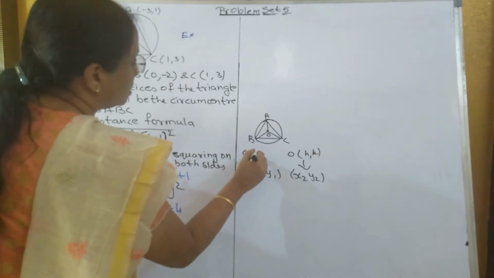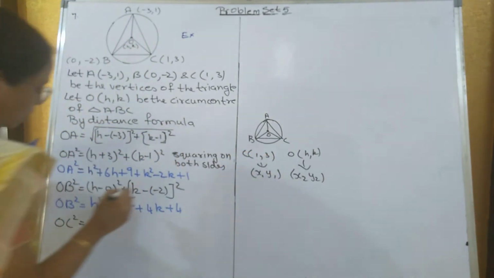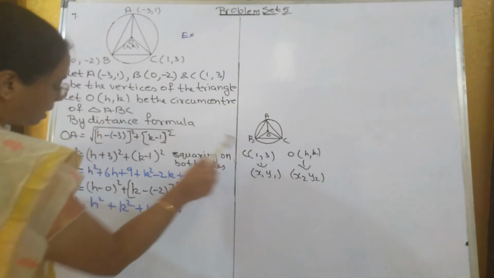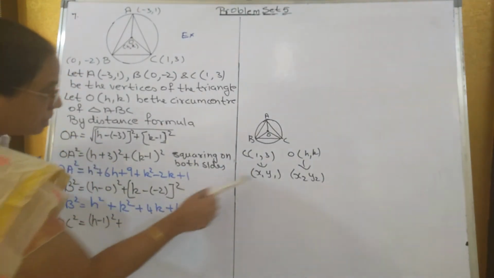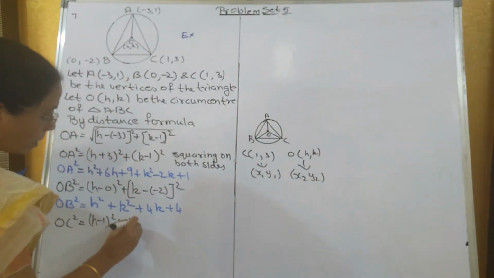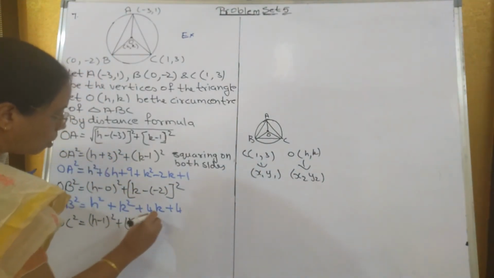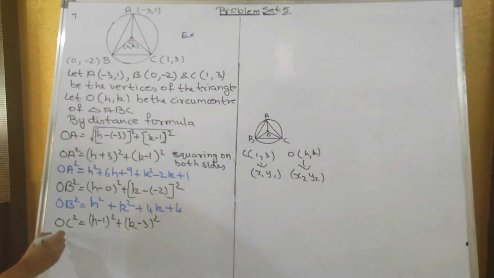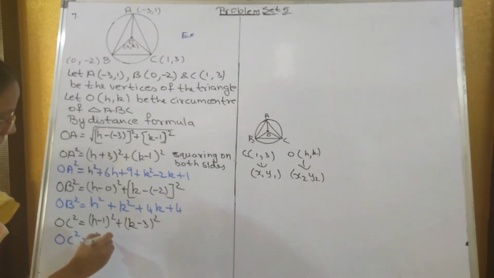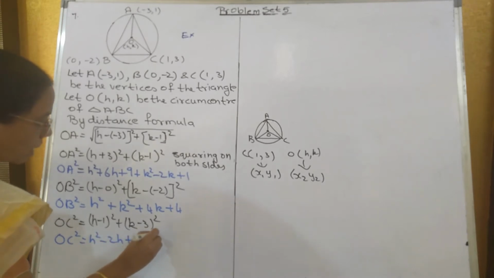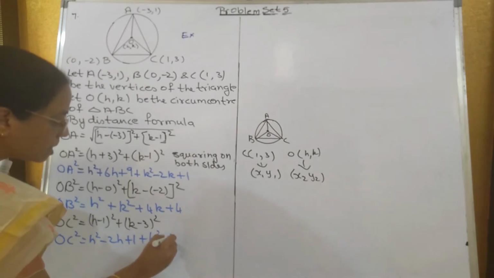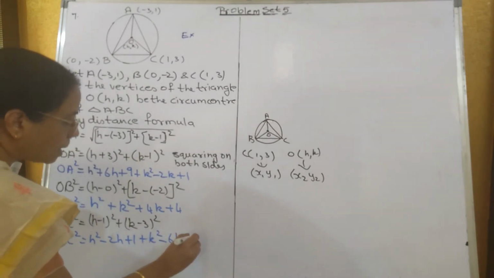C is (1, 3). So again by the same formula, OC square is equal to (h minus 1) the whole square plus (k minus 3) the whole square. When you open the bracket, what you will get? OC square is equal to h square minus 2h plus 1 plus k square minus 6k plus 9. So this is your OC square.